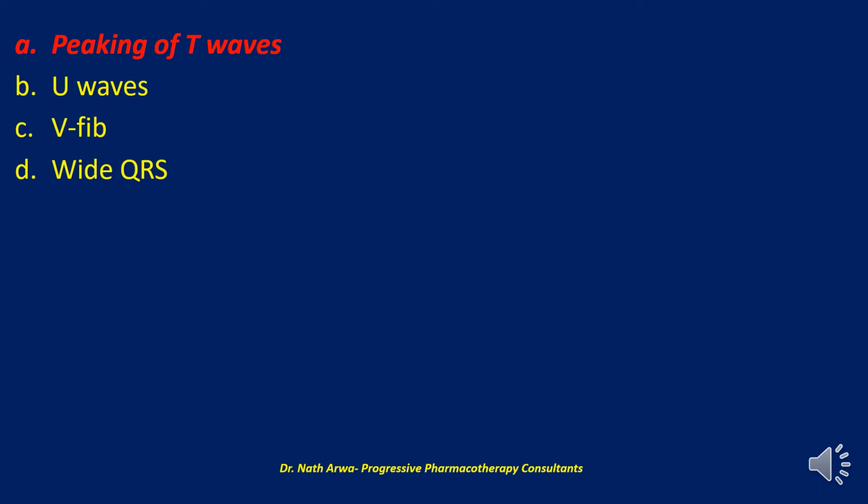Now, U waves are typically seen with hypo, not hyperkalaemia. Then hypokalaemia is associated with the prolongation of the QT interval. I hope I made myself clear. So let's move to the next slide, please.